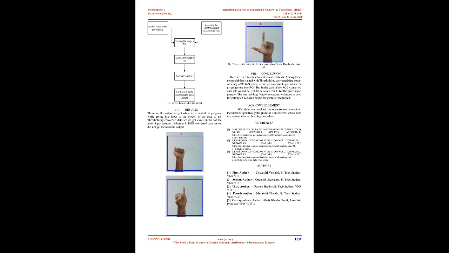8. Conclusion. Here we used two feature extraction methods. Among these, the model trained with thresholding converted data got an accuracy of 98.69%, and we also got an accurate prediction for the given gesture in the ROI. But in the case of the RGB converted datasets, we did not get accurate results for the given input gesture. The thresholding feature extraction technique is used for getting an accurate output for gesture recognition.